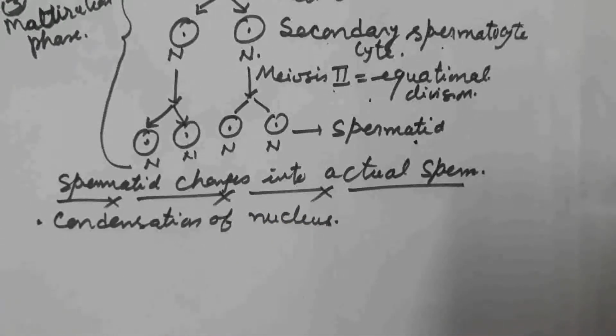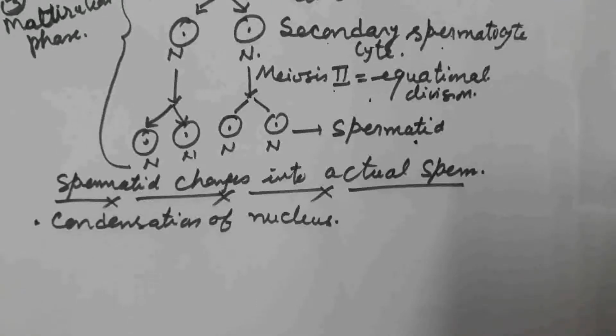During the condensation of the nucleus, it starts losing mRNA, that is messenger RNA, and protein. So only the genetic material DNA is present inside the nucleus. Messenger RNA and protein start degenerating. Only the DNA remains in the nucleus region. So the first change that takes place in the spermatid is the condensation of the nucleus.